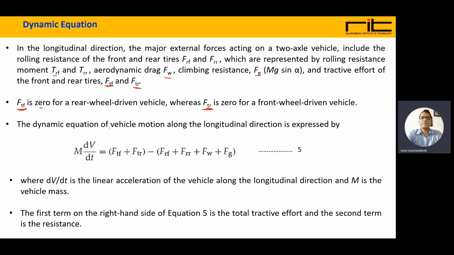The dynamic equation of vehicle motion along the longitudinal direction can now be expressed as m dv/dt equal to the tractive forces Ftf plus Ftr, on the front and on the rear, minus the opposing forces, that is Frf plus Frr plus Fw plus Fg, the rolling resistance forces, aerodynamic drag force, and grading force. So these three forces are now there.